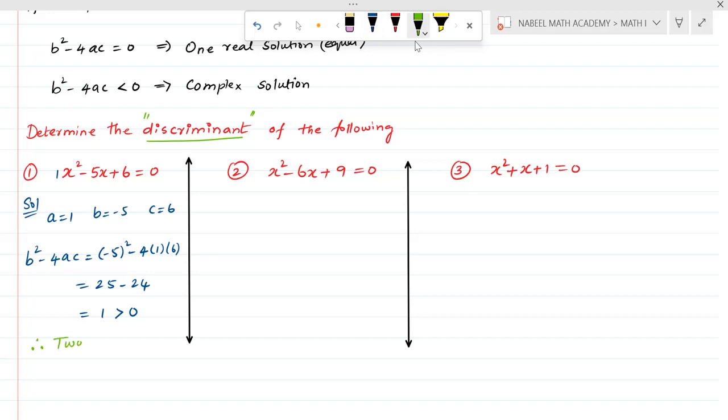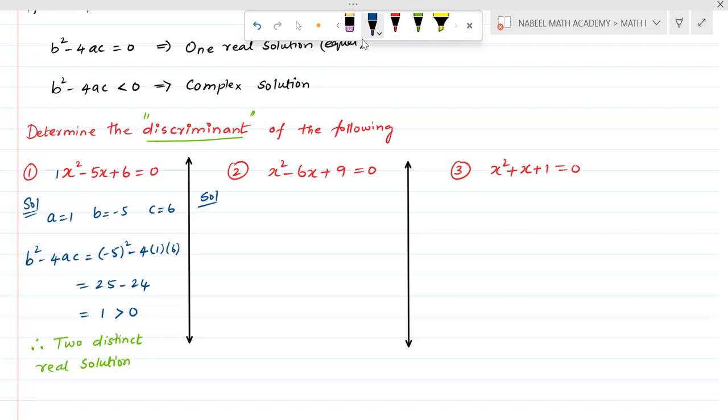Therefore, I will say here two distinct real solutions. What do you mean by distinct? It is different, 2 comma 3. You will not get the same value. It is like 1 comma 2, 2 comma 4, 3 comma 5, like that. It is distinct. That is the meaning of distinct. Two different real solutions.